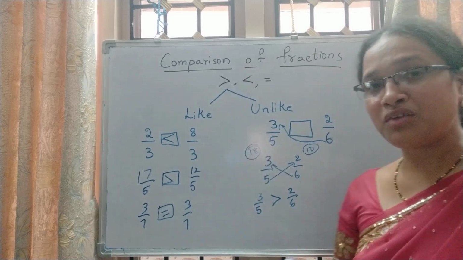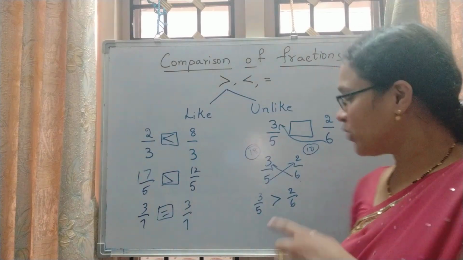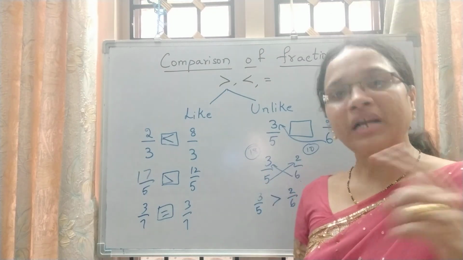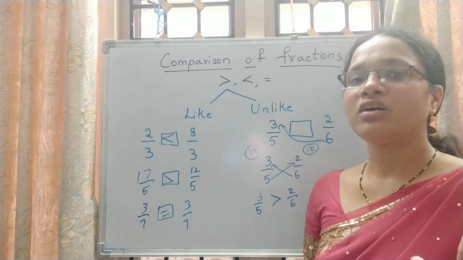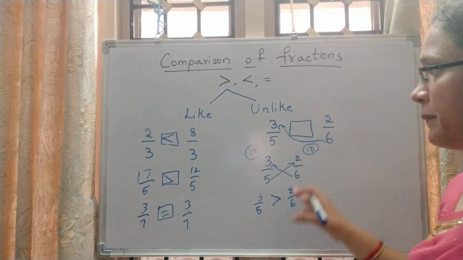So 3 by 5 is greater than, open the mouth towards the greater number, than 2 by 6. Is this the answer we got previously? Yes, no? Yes. But if it is given for 1 mark, you can do it like this. You can just crisscross, multiply, and then find out which is greater and which is less. Is that clear, children? This is how you compare unlike fractions.